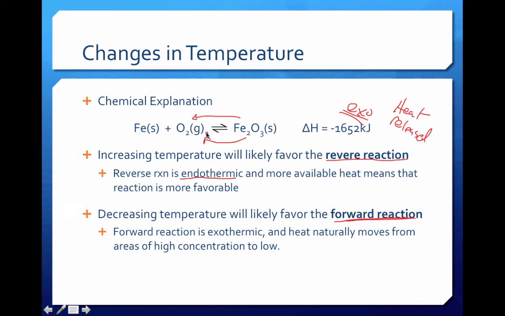As we drop the temperature and make it cooler, the reaction is going to move forward to replace some of the lost heat from the dropped temperature. The forward reaction is exothermic, meaning it releases heat, and that heat's going to move from areas of high concentration into the areas of low concentration, which is now our cooler surroundings, because we've decreased that temperature. So again, using some information about the reaction itself, we can apply Le Chatelier's principle to see how temperature affects the behavior of our equilibrium.